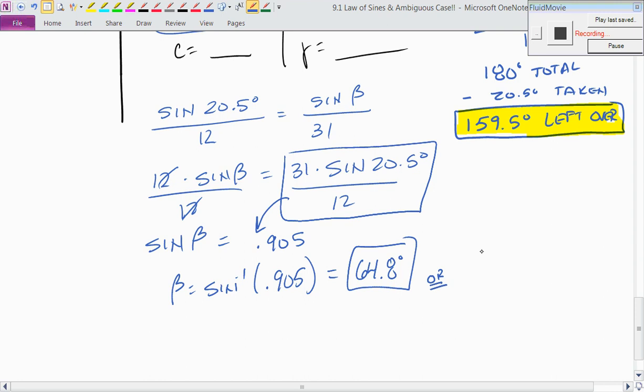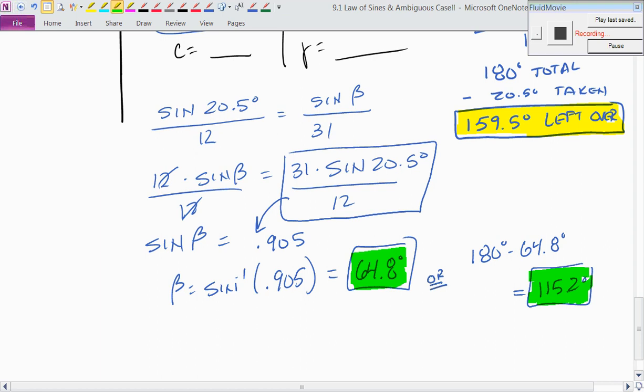Okay, now watch what I'm going to do next. Or 180 minus 64.8 degrees. What does that give me? 115.2 degrees. Okay, now hold on, time out. Why do we have these two angles here? Why all of a sudden do I have this one? Well, this one's pretty straightforward, right? Because we saw the inverse sine of 0.905. But wait, why is this one here?